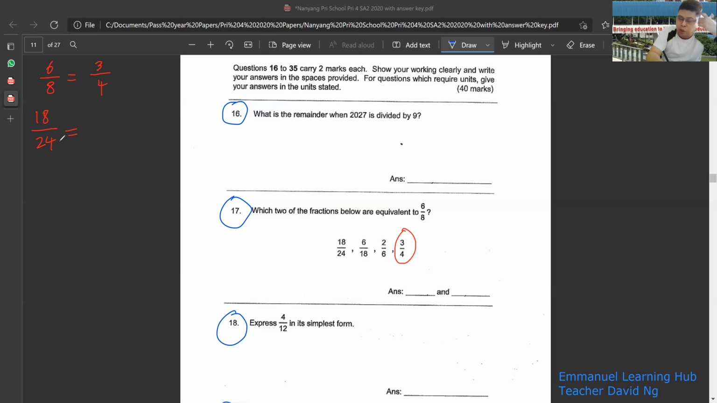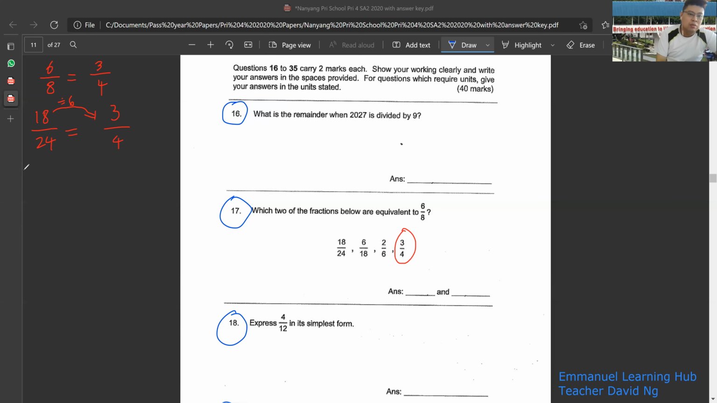Because there's no number that's greater than 6 where you can do this. You can use 9, but 9 doesn't apply for 24. You can use 2, but 2 is smaller than 6. So it has to be 6. So if you divide the numerator and denominator by 6, what would you have? 3 over 4.